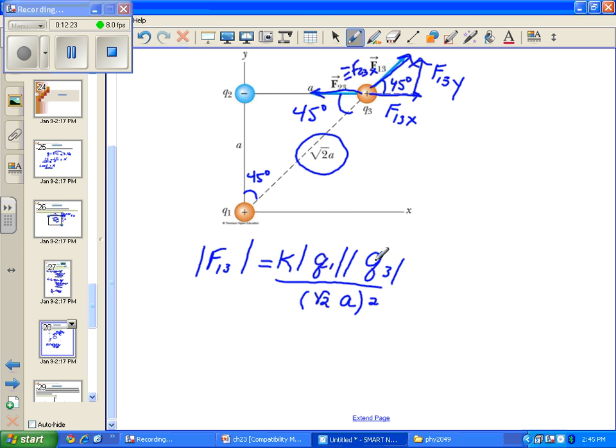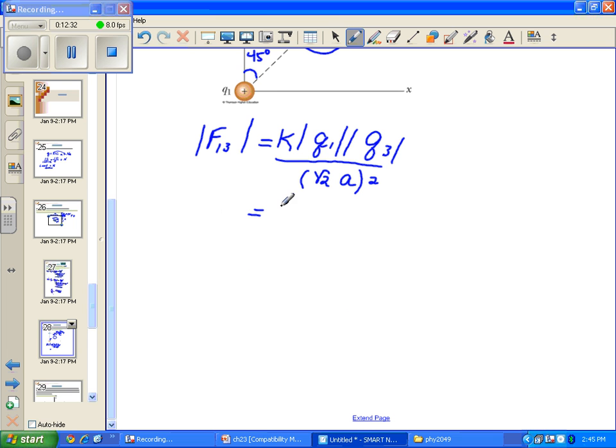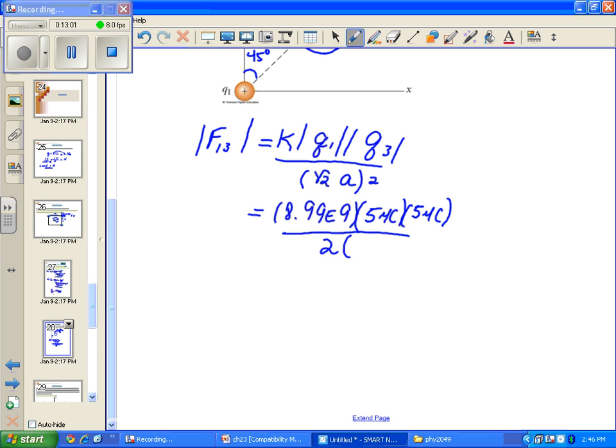Now that may be unnecessary in this case since they're both positive, but I'm stressing the point that when we are working with the magnitude of the force, we do not want to consider at all what the sign of the charge is. This is very important because if either Q1 or Q3 was negative, you would not want to write it as a negative. Well, let's see. 5 microcoulombs for Q1, 5 microcoulombs for Q3, divided by 2 times A is 0.1 meter squared.